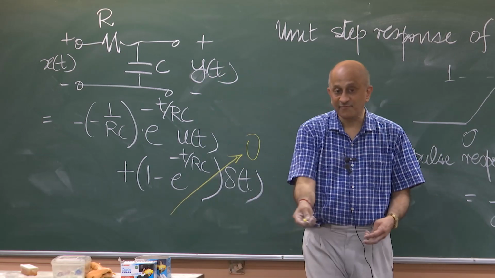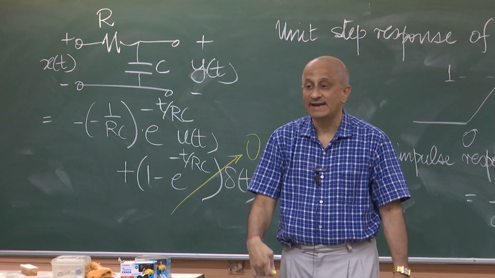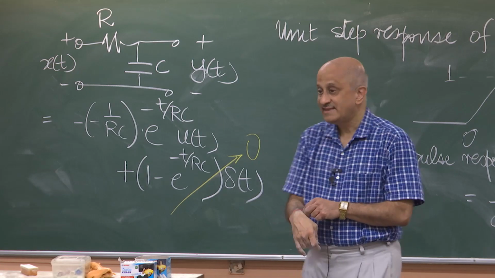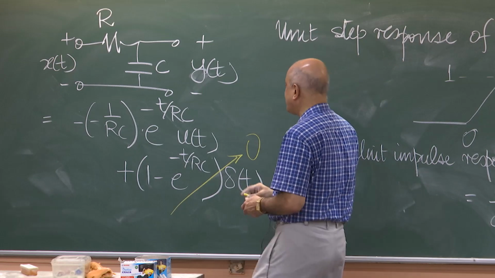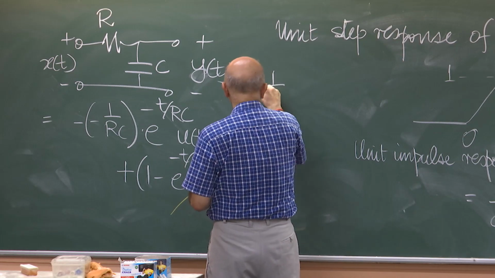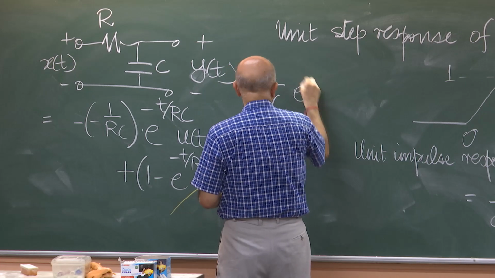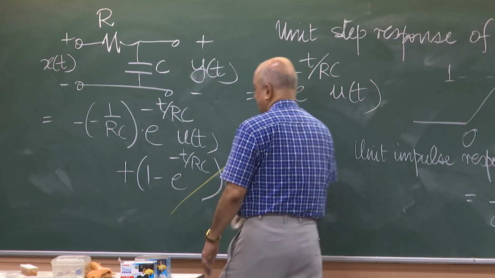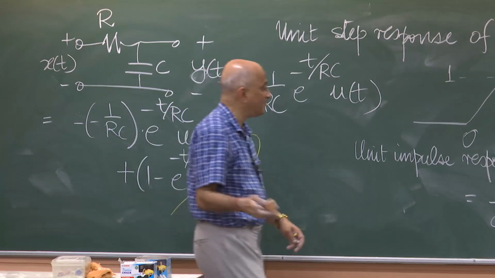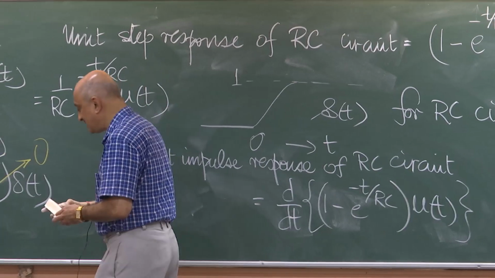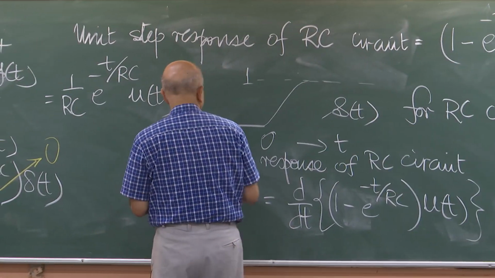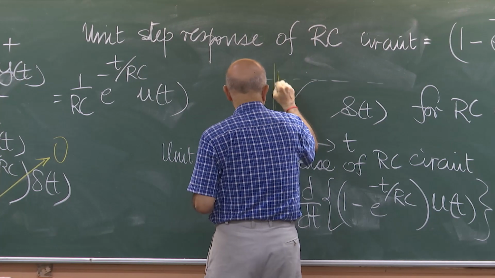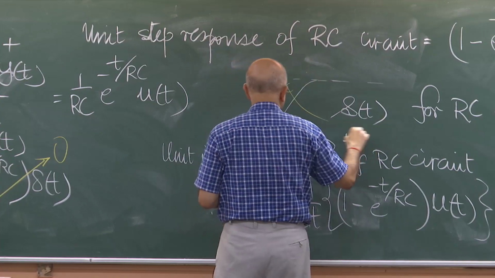Because delta t picks up the value of 1 minus e raised to the power minus t by RC at t equal to 0. Is that right? And therefore, this term drops out, and what remains is 1 by RC times e raised to the power minus t by RC u(t). So, this is the unit impulse response. How does the unit impulse response look? Let us sketch it. It's essentially 1 by RC, and an exponentially decaying function.